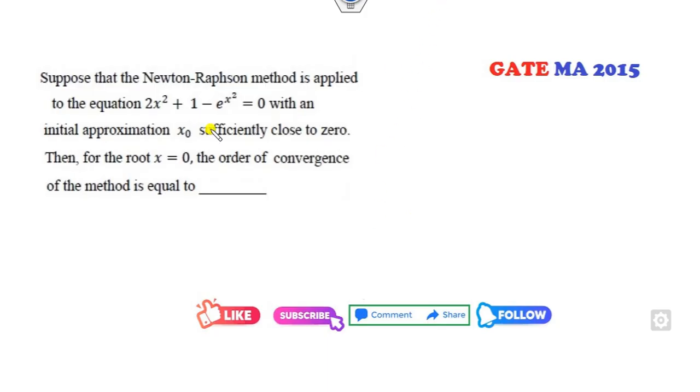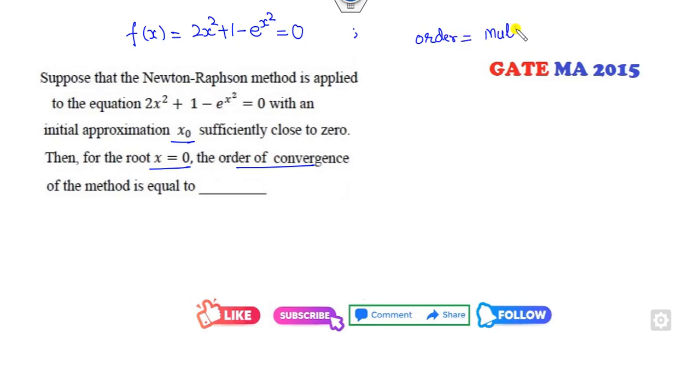Look at this next question. Suppose the Newton-Raphson method is applied to the function f of x equal to 2x square plus 1 minus e raised to power x square. With the initial approximation x naught sufficiently close to 0, what is the order of convergence? Again, the order of convergence depends upon the multiplicity of the root in f of x equal to 0. What is the root? The root is given to be 0. So I can check the multiplicity: f of 0, f dash 0 and so on.